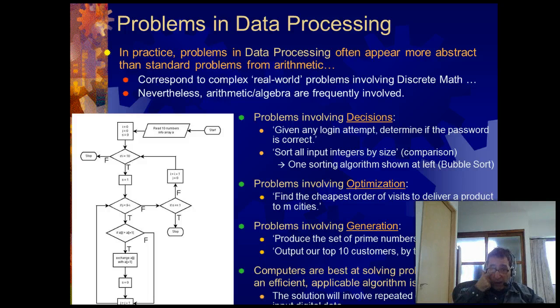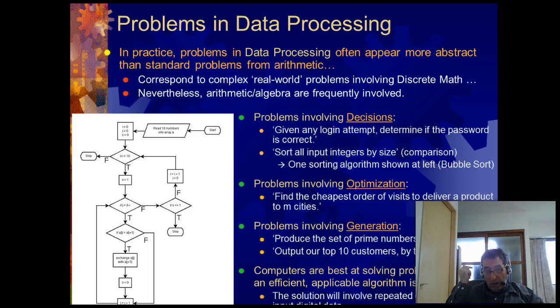Problems involving generation. So we want to generate, or show, produce the set of prime numbers from 1 to n. So given n equals 1,000, generate or show all of the prime numbers. This is called generation. Or output our top 10 customers by total purchase. Again, it's showing or generating.